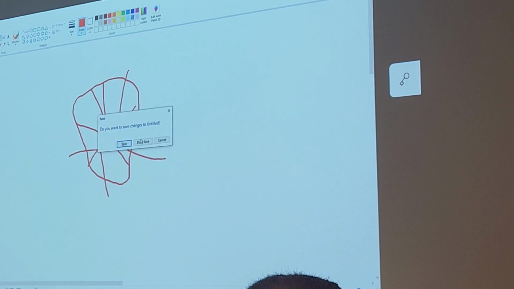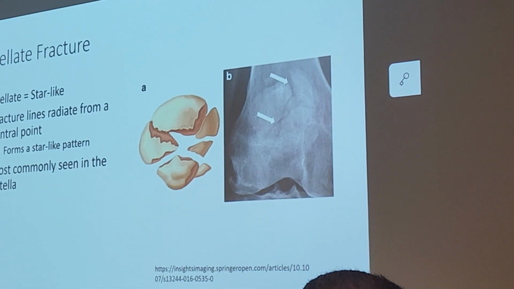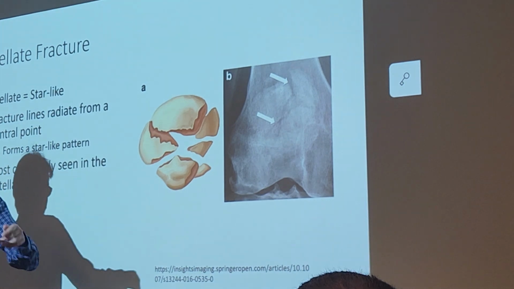Okay, now I gotta see it on the picture. Right, so it just spreads out like the star pattern. Okay, I see. Is that an impact fracture? So yeah, it's like the patella slamming against something from the front.